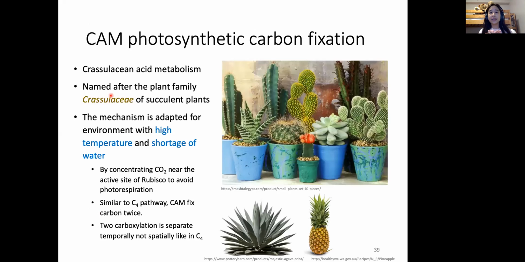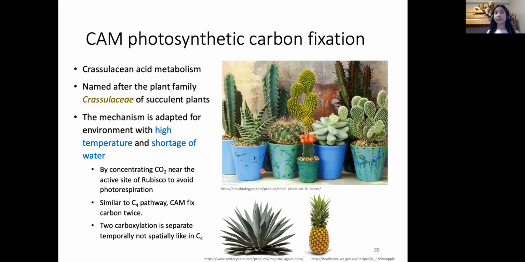All right, the last one, which is CAM photosynthesis. This is called CAM because it was actually discovered in the plant family called Crassulaceae. I'm not sure if I pronounce it correctly. So the full name of CAM photosynthesis is crassulacean acid metabolism. Mostly the plants in this family are succulents like cactus, agave, and pineapple.